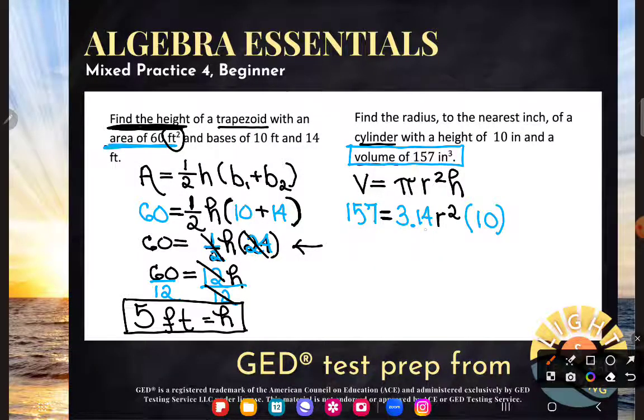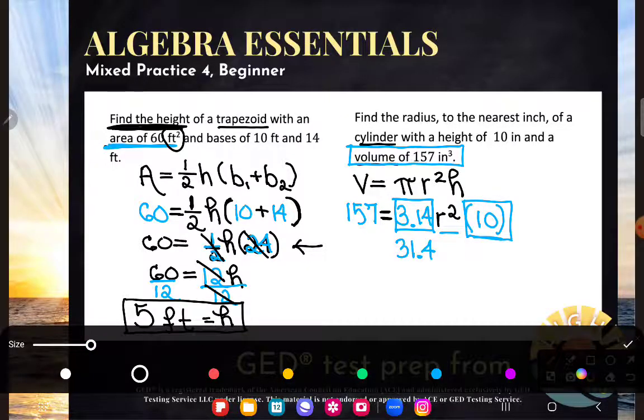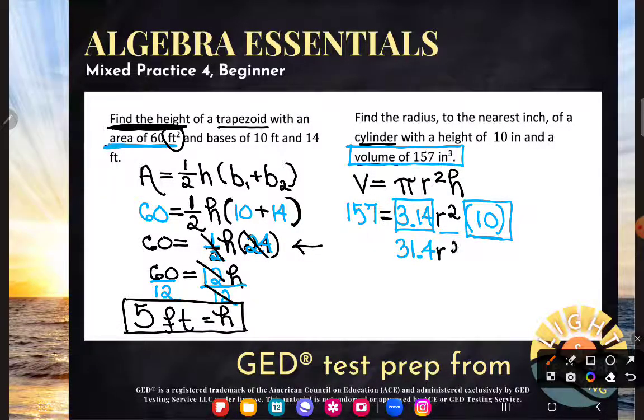However, another way to think of this is that 3.14, r squared, and 10 are all shoved together. They're all multiplying. So just like on the last example, I could still multiply in any order I want. So I can make my life simpler by multiplying together the two number portions that aren't variables. You can do that in your calculator if you need to. But 3.14 times 10 is going to give me 31.4. And now that r squared is just shoved on the back side, that's going to be equal to 157.